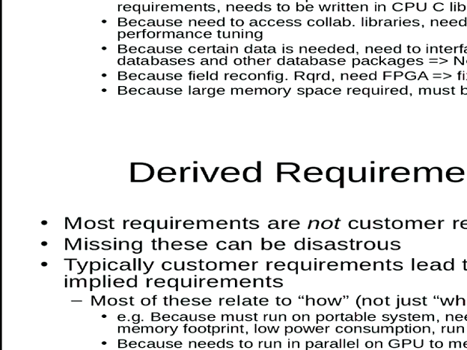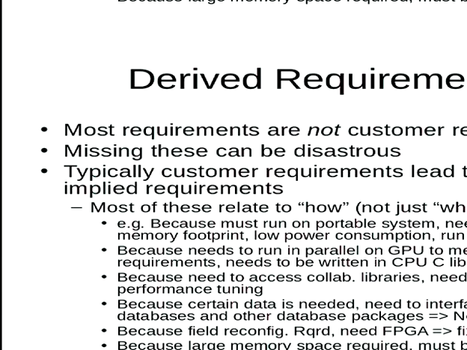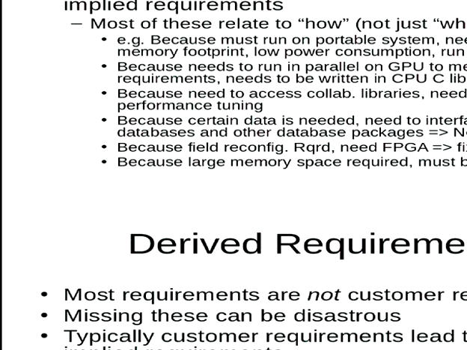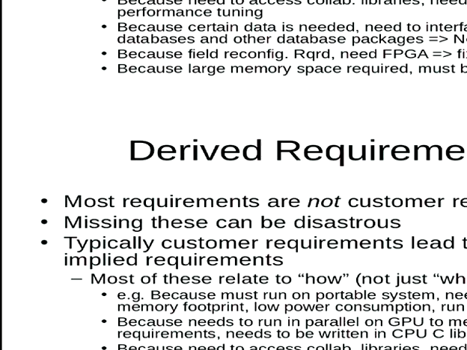Okay, now I noted earlier in this class that a large fraction of the requirements we deal with are not specified by the user. These are not customer requirements. These are derived requirements. They're requirements that logically follow given the current state of technology, the skill sets of the people involved, the price point wanted by the customer, et cetera. So you have these implied requirements. And a lot of them relate to how we're going to do things.